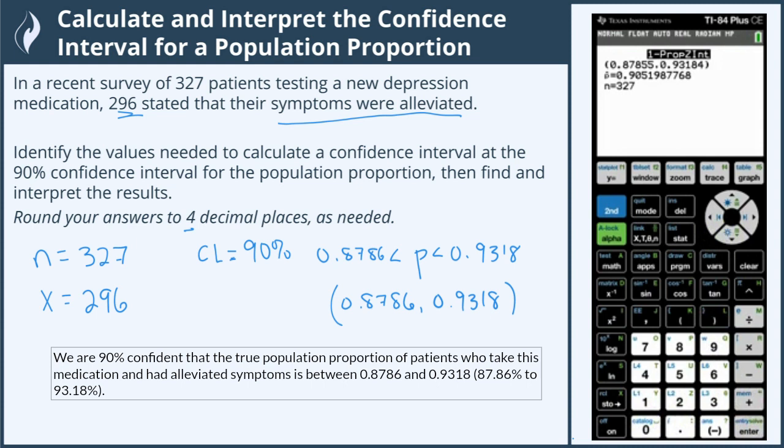I would say that for the population, look at this, 87.86 to 93.18%, that's a large percentage. If the majority of the population who had this medication had alleviated symptoms, I might say this medication works. You want to understand what the situation is telling you, okay? You want to interpret it for your own realistic situation. So try to think of it maybe in your own life or in your own words, okay?